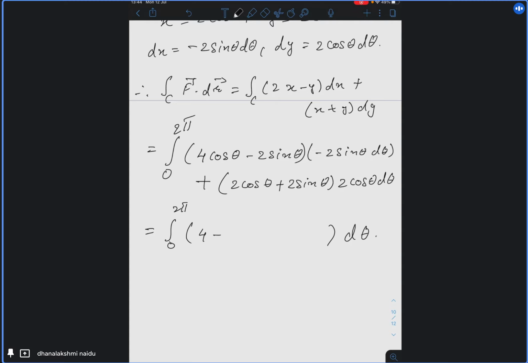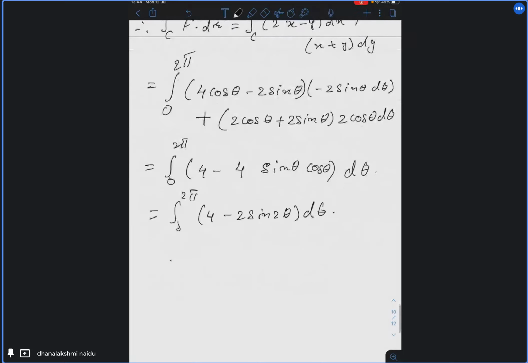That means you would have got 4 sine theta cos theta, which you have written as 2 times sine 2 theta. Let me write that also. On simplification, you will get 4 minus 4 sine theta cos theta. So 4 means 2 into 2, and 2 sine theta cos theta can be written as sine 2 theta. So this will be the integral 0 to pi of 4 minus 2 sine 2 theta d theta. When you integrate and substitute the limits, what is the answer you got?